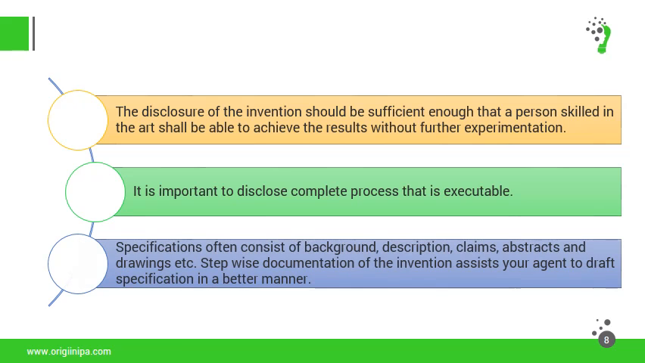Specifications often consist of background, description, claims, abstract, and drawings. Stepwise documentation of the invention assists your agent to draft the specification in a better manner. You should always prepare flowcharts or drawings for easy understanding, even though the drawings submitted by you often would undergo complete redoing of the work to match standards of the respective patent office.